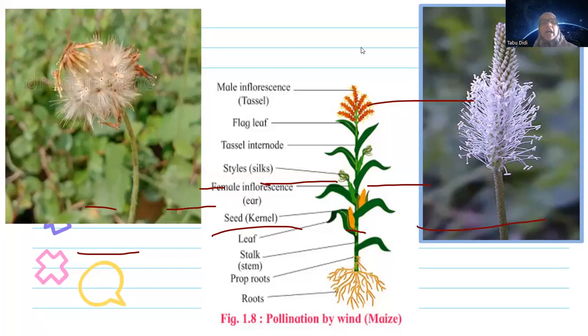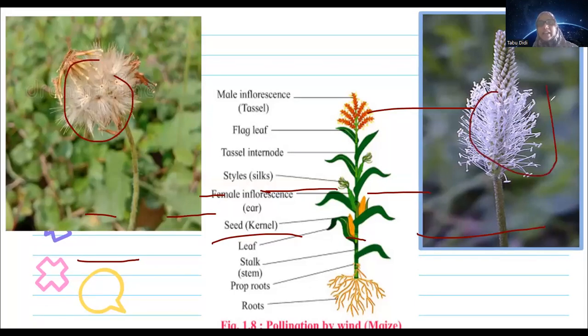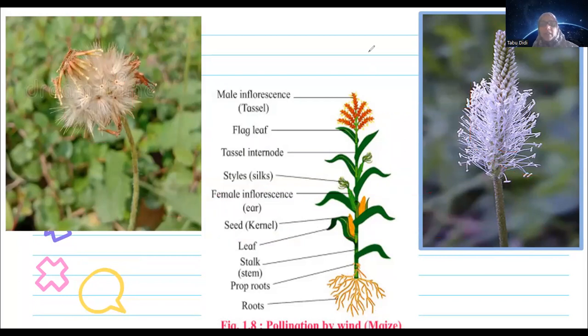So this is how the feathery stigma will look. So these feather-like structures will be there. Okay. So this is how pollination happens in the maize plant. The maize plant does pollination with the help of wind.